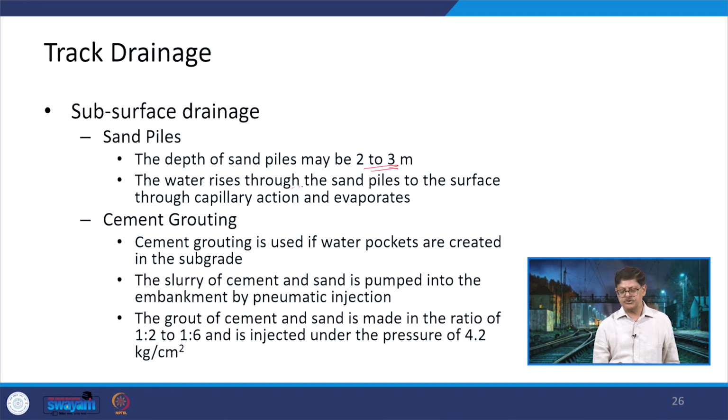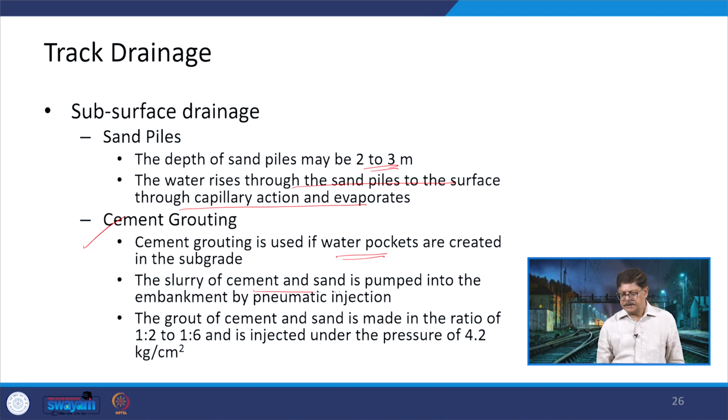The water rises through the sand piles to the surface through the capillary action and can evaporate at the top surface. There is another way of doing this, cement grouting, but it is a very costly affair because you are using cement. So, it is used at locations where there is the formation of water pockets, but if these water pockets are small in size, then of course, we can use this type of method.